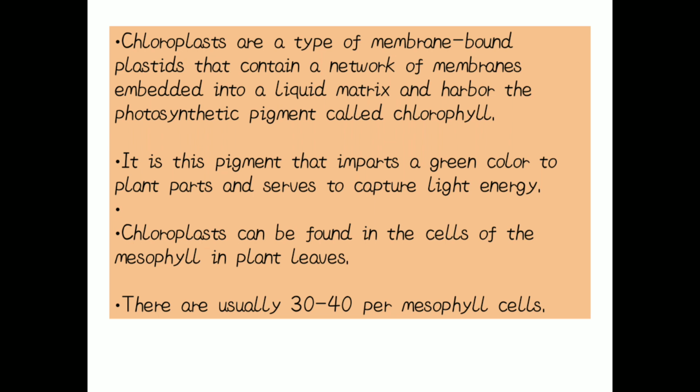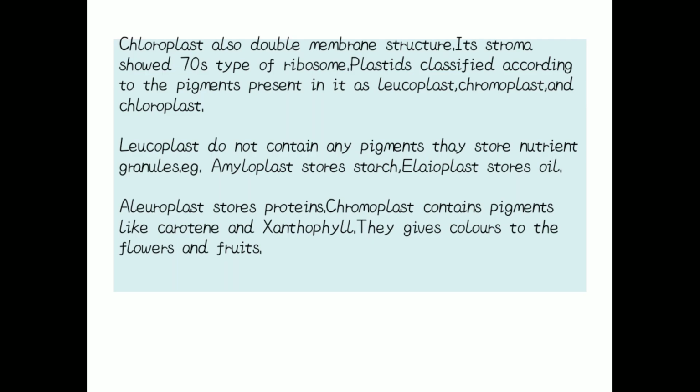Chloroplasts can be found in the mesophyll cells of plants. There are about 30 to 40 chloroplasts per mesophyll cell. Chloroplast is a double membrane structure like mitochondria. Its stroma shows 70S type ribosomes, and it has its own DNA, that is, genetic material. The plastid has its own genetic material, which is called plastidome.